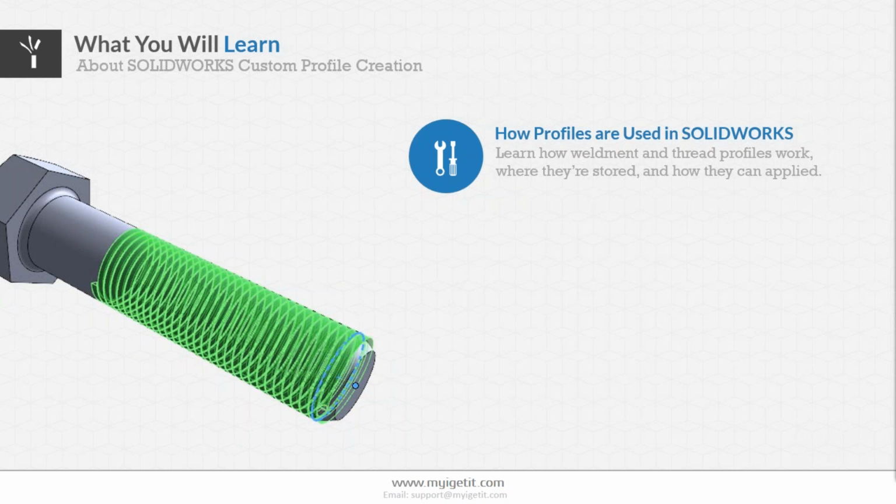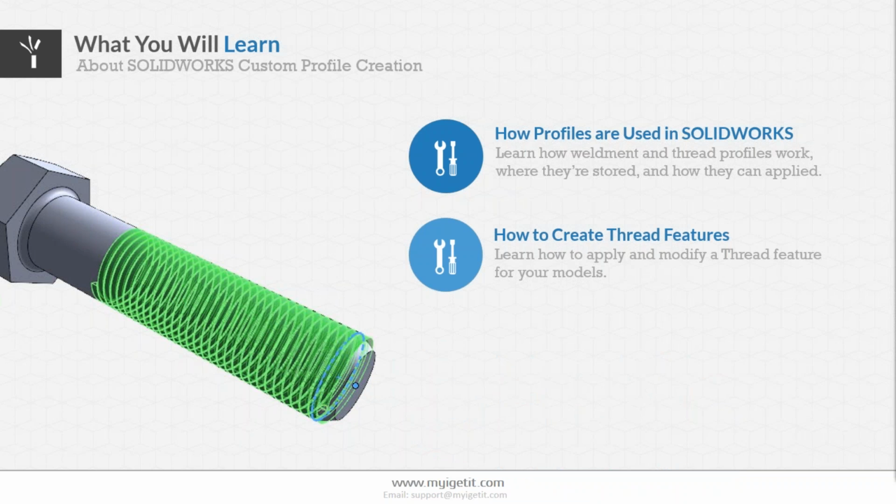So again, you're going to learn how profiles are used in SOLIDWORKS. We'll be using SOLIDWORKS 2018 for this example. Learn how they work, learn where they're stored, and how they can be applied. And how file hierarchies affect what you see in your property manager options when you do apply them.